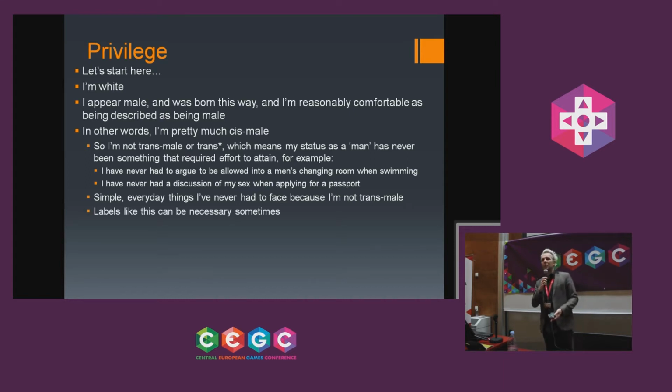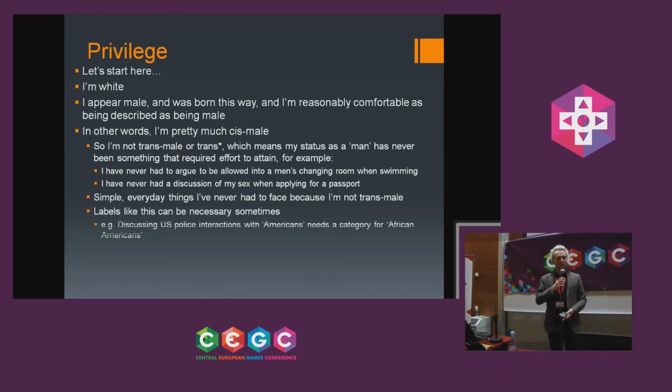Labels like this can be necessary sometimes. I mean, if we think about talking about the U.S. police force, we're talking about how do they interact with Americans. Then we talk about the debate of how they interact with African Americans. Sometimes labels are necessary to start a conversation, keep it going well. It's not always nice to use labels. They're not always a positive thing, but sometimes they are necessary. I speak English as my first language. That's a big advantage.